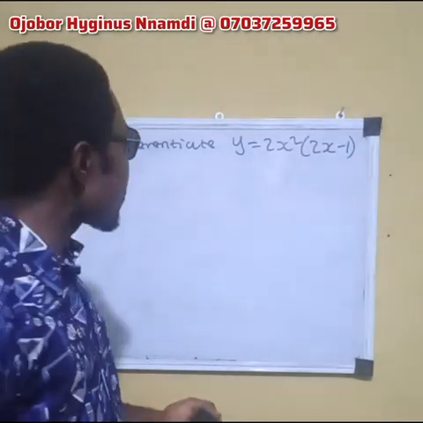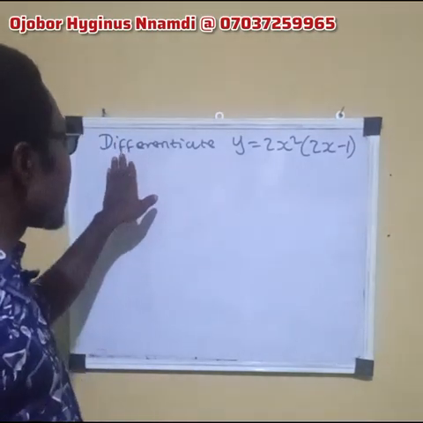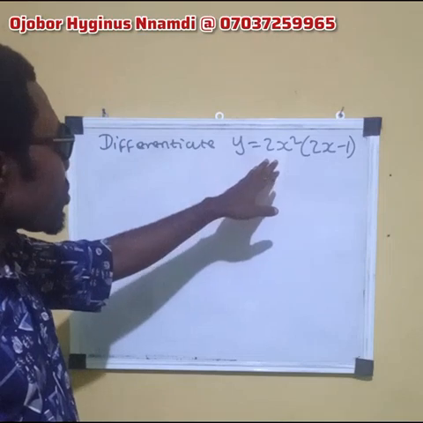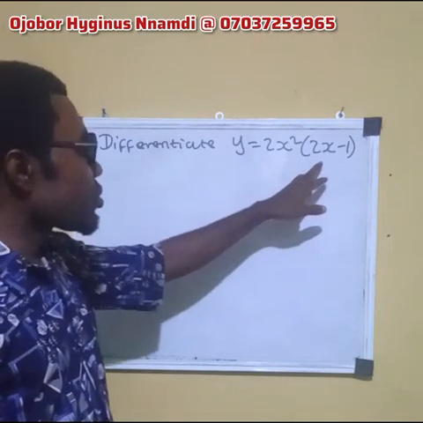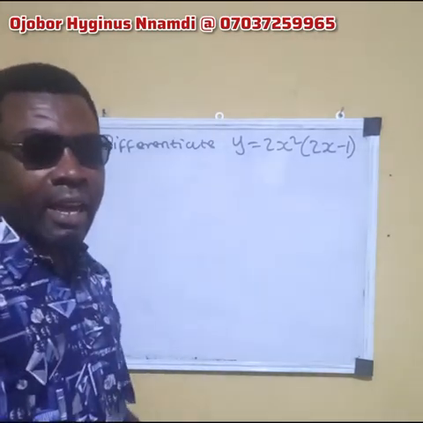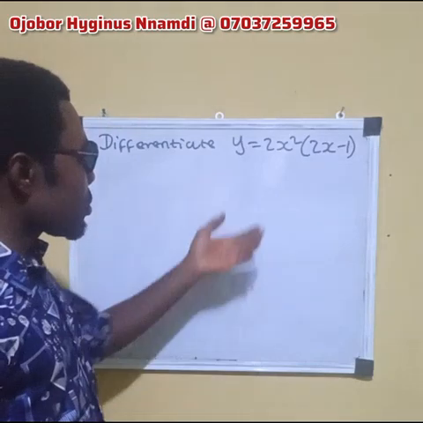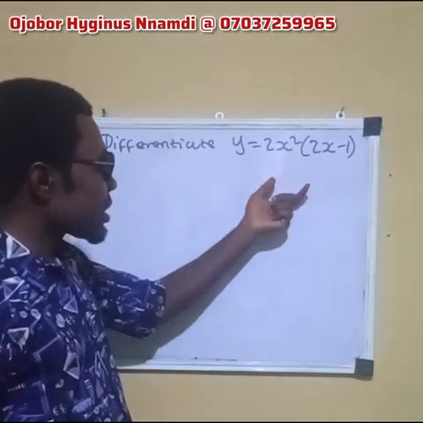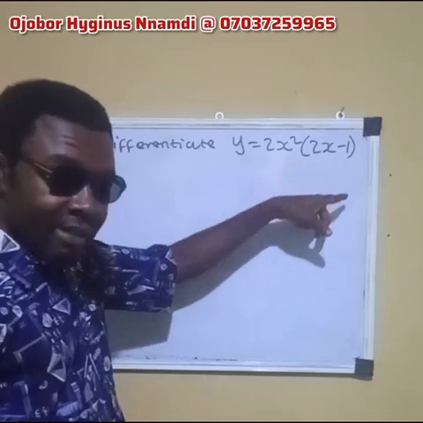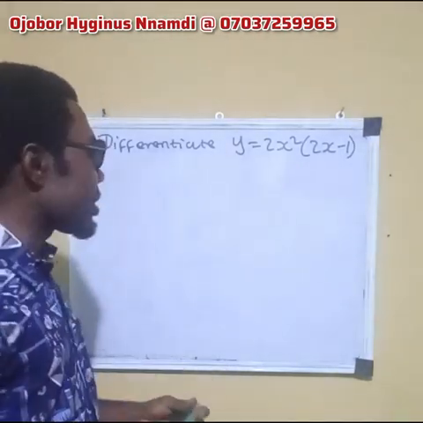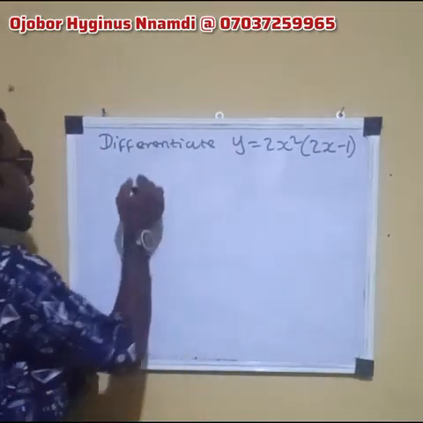Okay, friends, let us look at this question that said we should differentiate y equals 2x squared bracket 2x minus 1. I am going to do this differentiation in two ways. I will use product rule to differentiate, and I will as well expand, then differentiate. Okay, let's see how it goes. Solution.